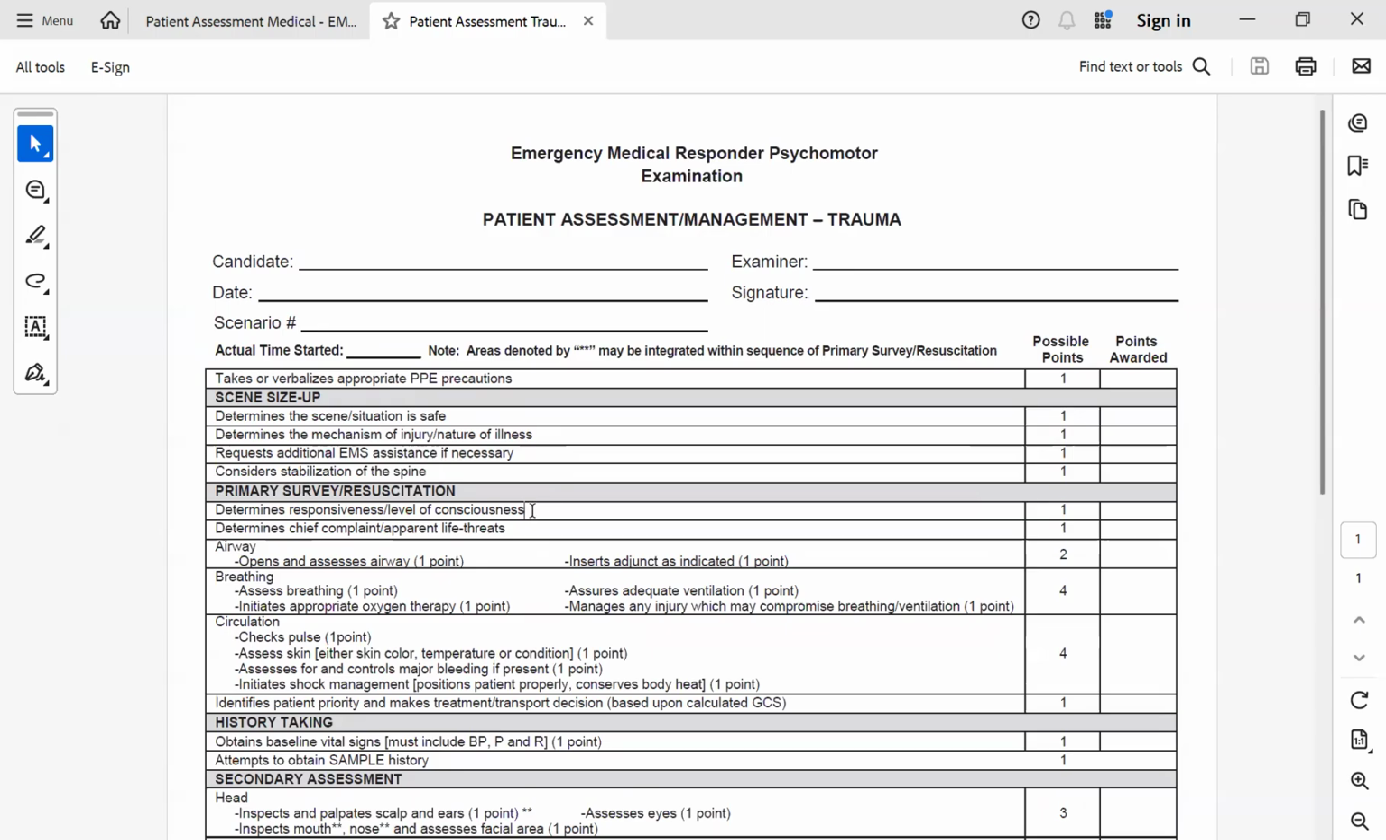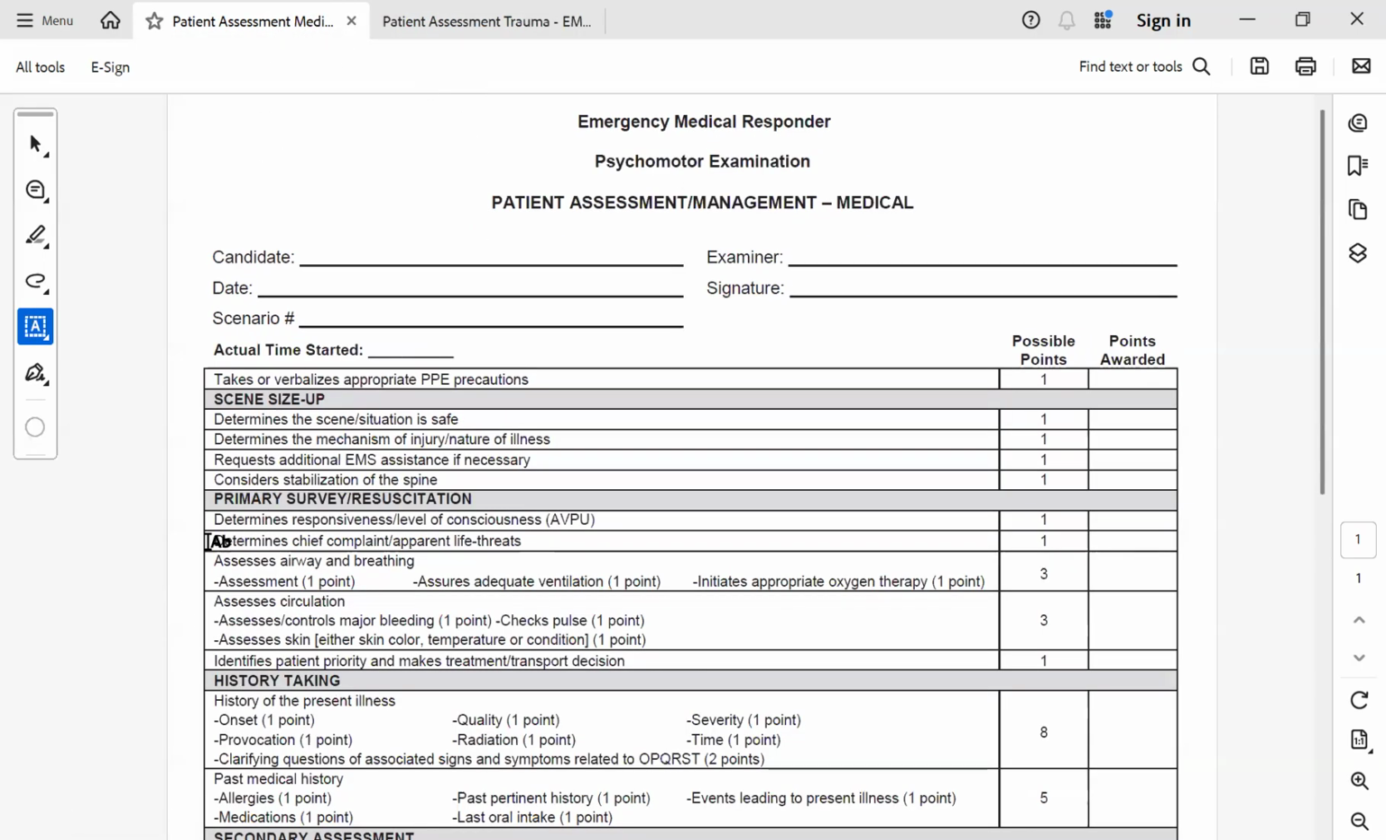This is our AVPU. I don't know why I don't write AVPU here, but this is our AVPU, determining a level of responsiveness or consciousness. Chief complaint, apparent life threat, same thing all the way down. The only difference on this one at the top here is this is going to break airway, breathing, and circulation down into 3 different categories, where medical has airway and breathing together and circulation.